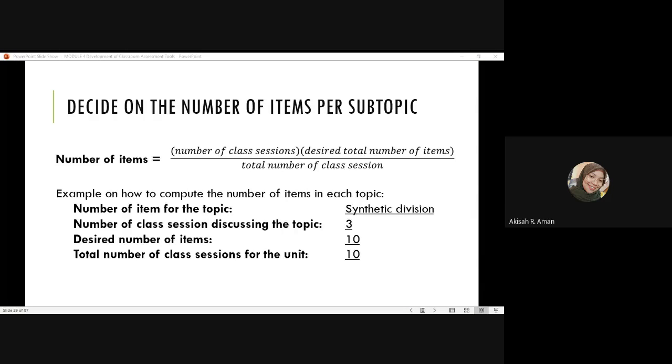Sir, what about the desired number of items? We are the ones who decide the number we want? Yes, you decide.